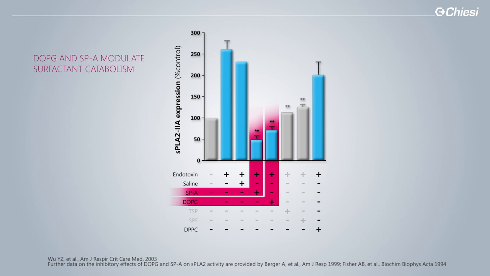So this means that SPA and DOPG, although they are present in lower concentration, are extremely important because they don't play any significant role in the reduction of surface tension, but still they preserve surfactant activity.